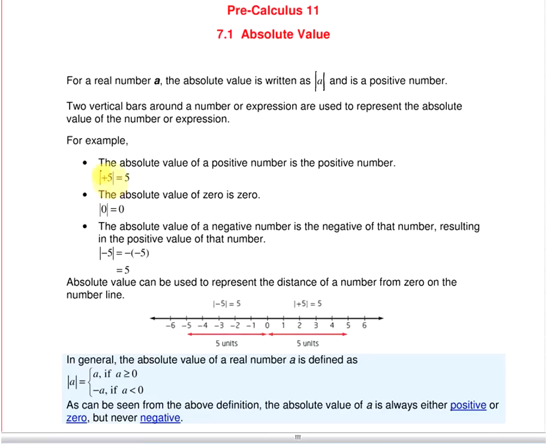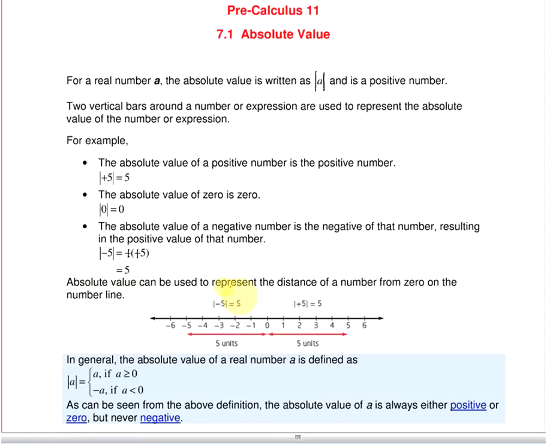If you take a look, the absolute value of positive 5 is equal to 5. The absolute value of 0 is 0, so you put the bars on either side of the 0. The absolute value of a negative number is the negative of that number, resulting in the positive value of that number. So the absolute value of negative 5 is the negative of negative 5, and remember, a negative times a negative makes a positive, so it's equal to positive 5.